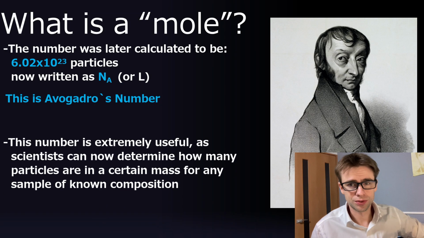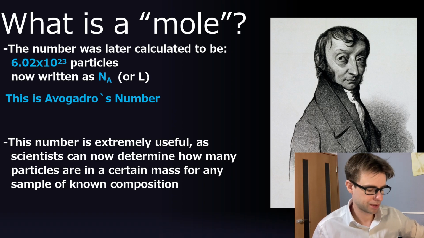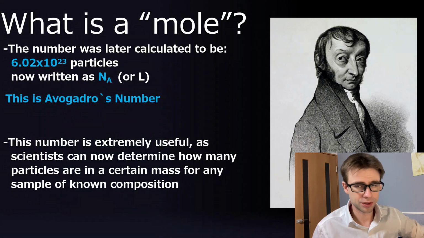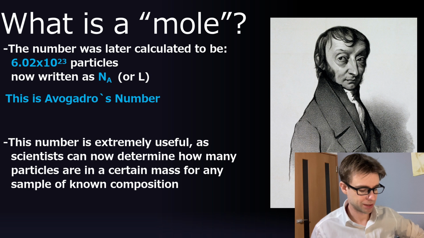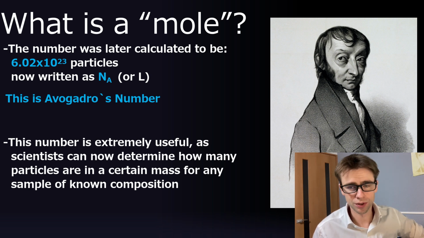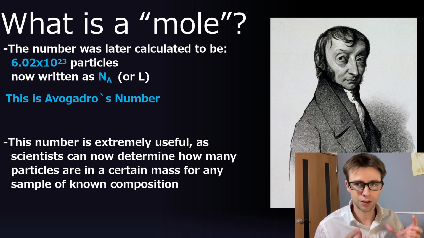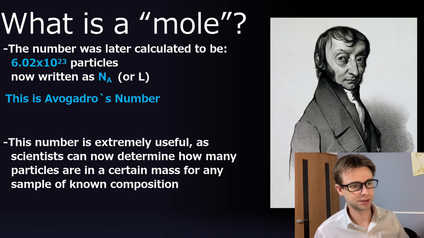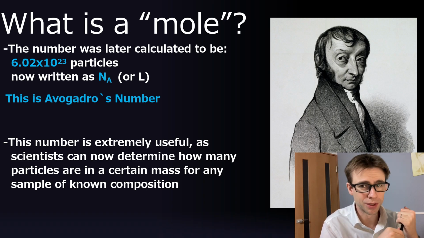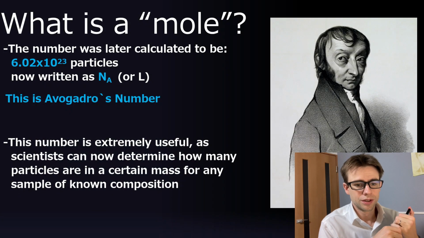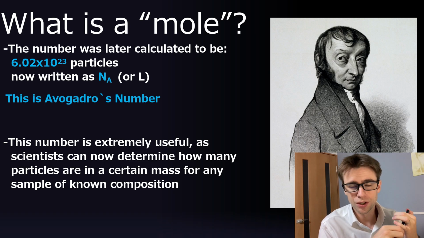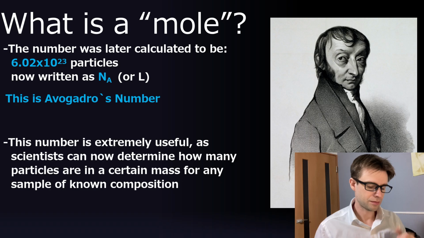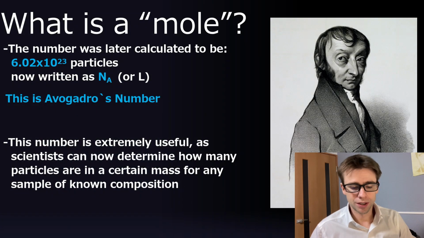Now this number is extremely useful, as scientists can now determine how many particles are in a sample, any certain mass for a sample of known composition. So if you know you're dealing with water, or 50% water, 50% NaCl, or if you know you're dealing with nitrogen gas, or if you know the chemical formula really of what you're dealing with, you can find the number of moles, which is a representation of the number of particles. So you might ask how, and we're going to get into that today.